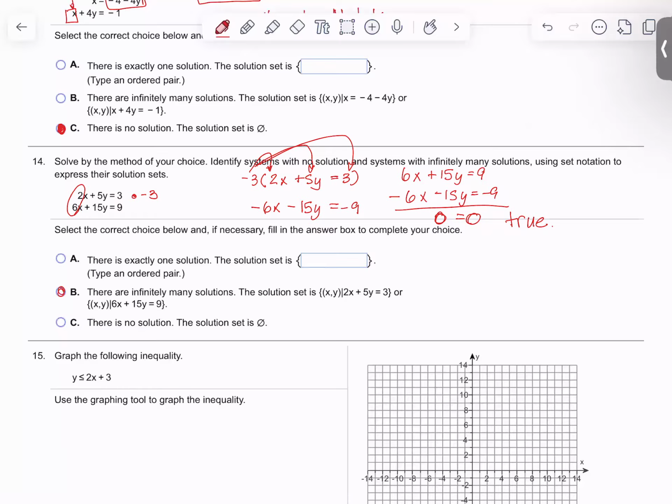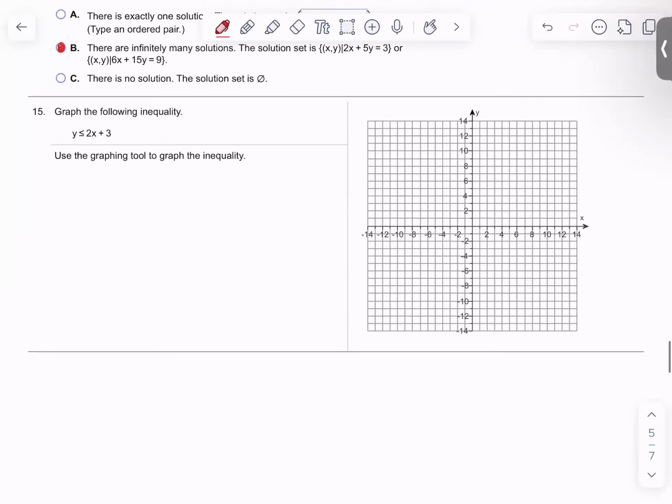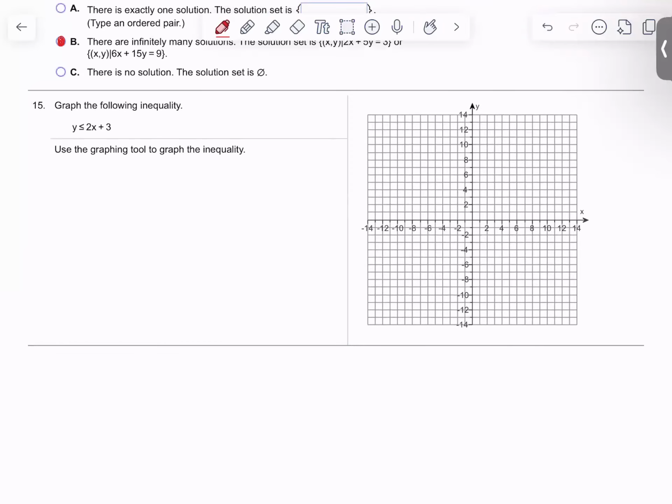So we're going to choose the second choice here. There are infinitely many solutions. The solution set is any ordered pair xy such that 2x plus 5y is 3, or you can list the second line. It's the set of all ordered pairs xy such that 6x plus 15y equals 9. It's the same line, but there are infinitely many solutions. All right, we're going to look at some inequalities now.